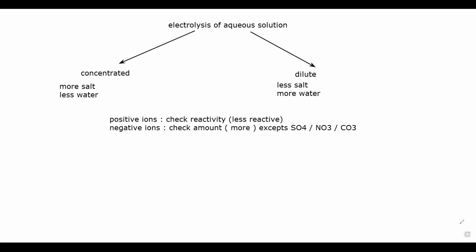Now, example, we are doing electrolysis of dilute sodium chloride. The concentrated sodium chloride is known as brine, but not the dilute one. So when we say we are doing electrolysis of dilute sodium chloride, it means we will have less salt, less NaCl, and we are having more water, or more H2O.